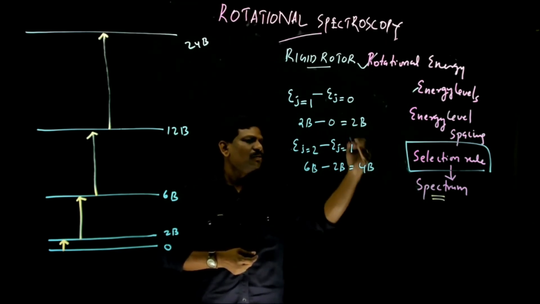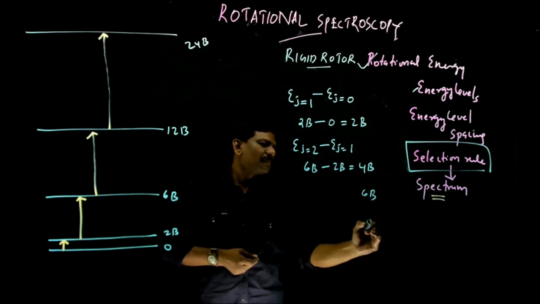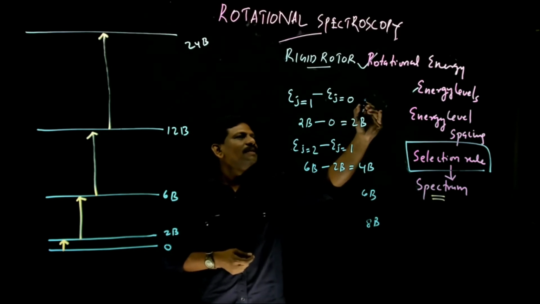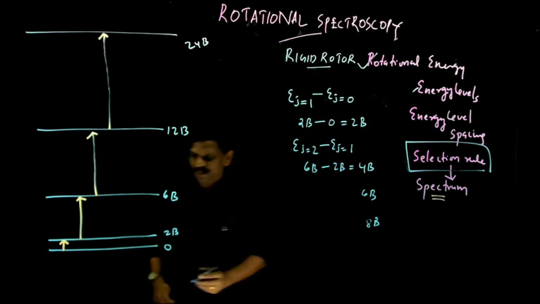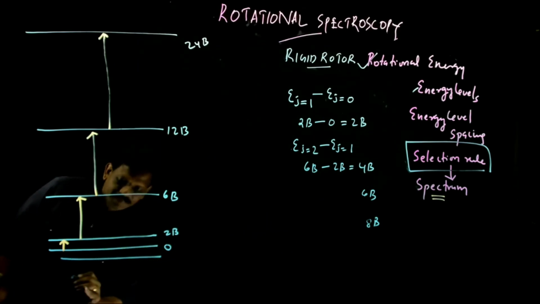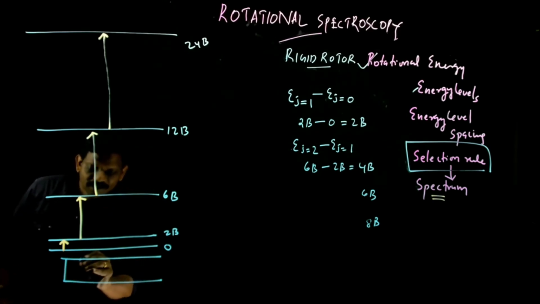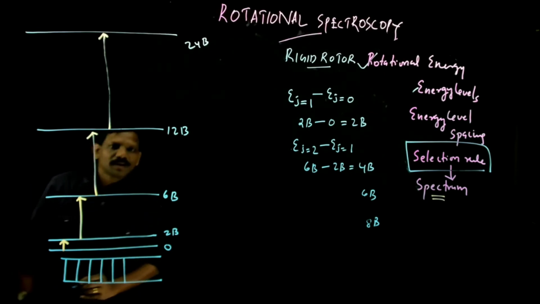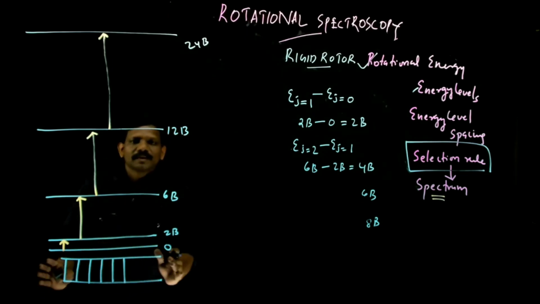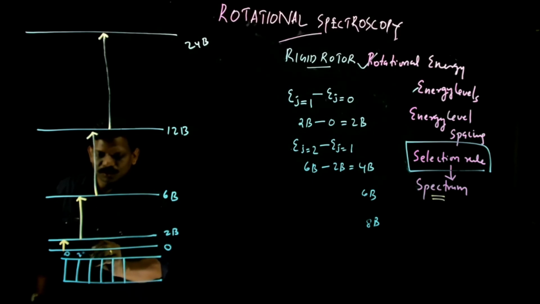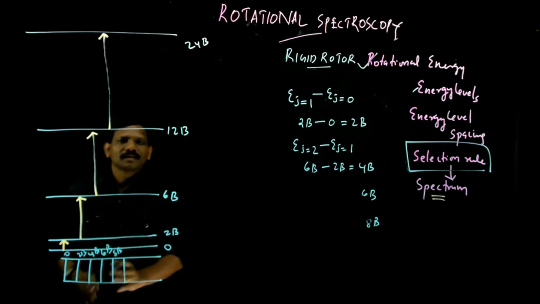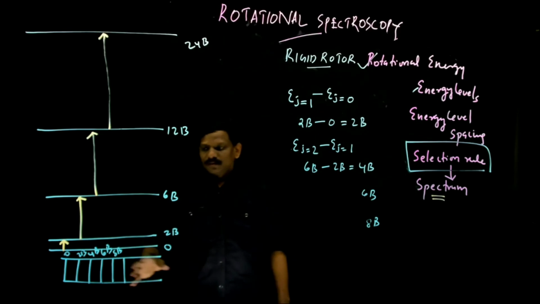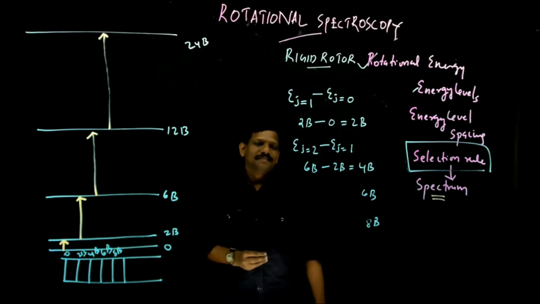So what will be the next? 2B, 4B, 6B, 8B, etc. What is the spacing in between? 2B. That means the rotational spectral lines are equally spaced. You will get the spectral lines like this: the first line, second line, third line, fourth line, fifth line. The peculiarity of these lines is that they are equally spaced: 0, 2B, 4B, 6B, 8B, like this it will go. So you will be getting rotational lines.